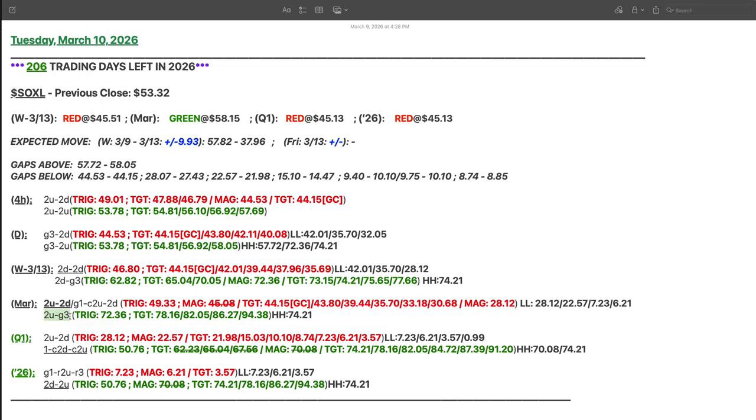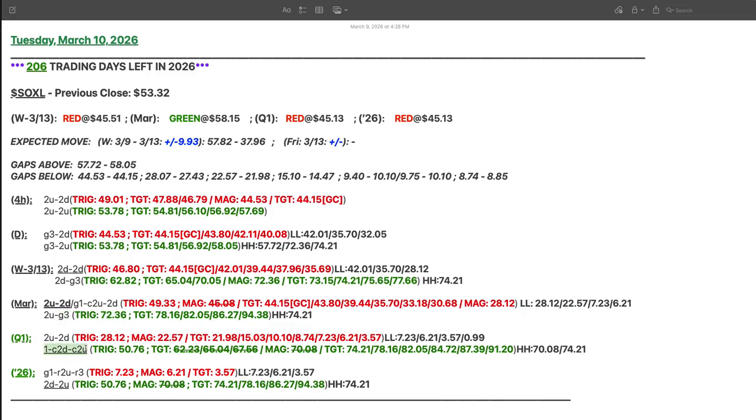Now, if we were to go green 3 on the month, we have to get up to 72.36, so quite a ways away from there, but it could happen in a few days with SOXL and how it moves. So we'll just keep that in mind. Won't really talk too much more about it in the targets right now because we're not close to breaching it, but that is out there still. 72.36 does give us a green 3 on the month.